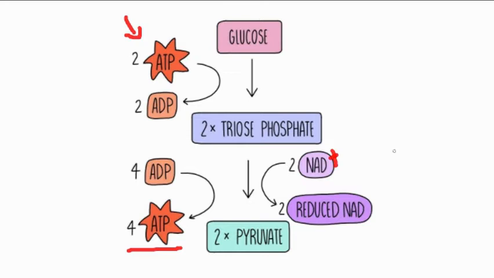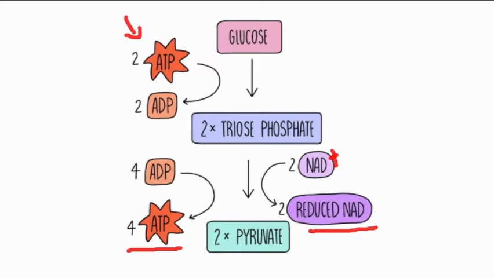Like NADP+ in photosynthesis, each NAD+ molecule accepts a pair of electrons and a hydrogen ion. This creates the molecule NADH. NADH holds the electrons until they can be used during the electron transport chain stage.